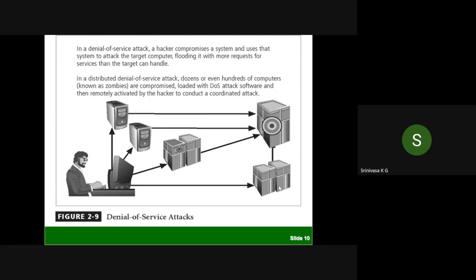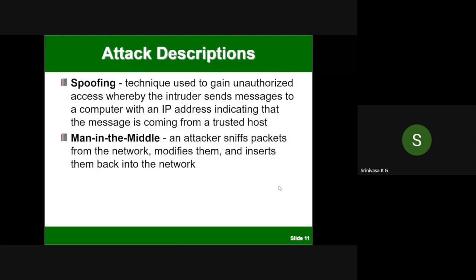So, in a distributed denial of service attack, dozens or even hundreds of computers, which are known as zombies, are compromised, loaded with distributed denial of service attack software, and then remotely activated by the hacker to conduct the coordinated attack. Okay. Then, what do you mean by spoofing? Techniques used to gain unauthorized access whereby intruders send messages to a computer with an IP address indicating that the message is coming from a trusted host.